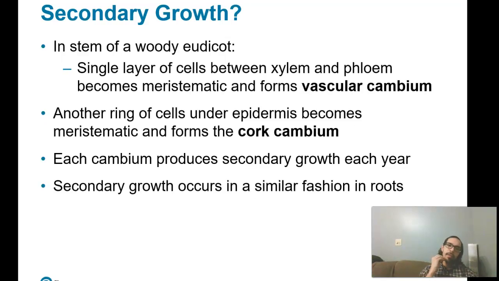So in the stem of a woody eudicot, the single layer of cells between the xylem and the phloem becomes meristematic and forms the vascular cambium. Another ring of cells under the epidermis becomes meristematic and forms the cork cambium. And so each cambium produces secondary growth each year. And this is similar to the growth that occurs in roots.